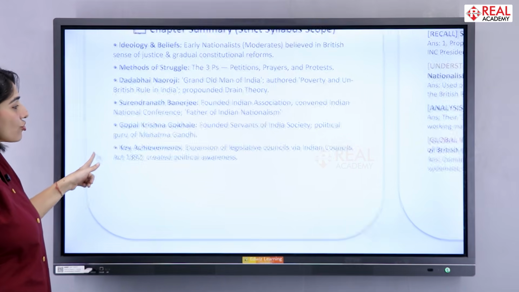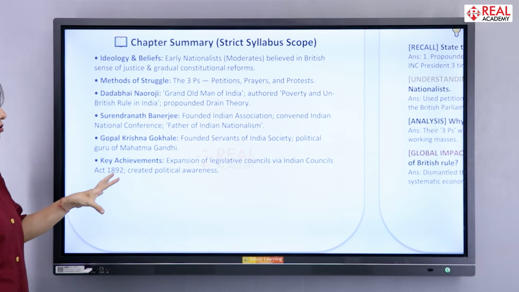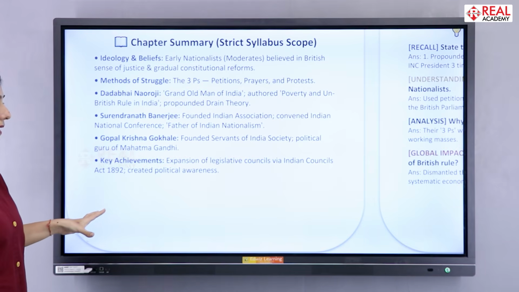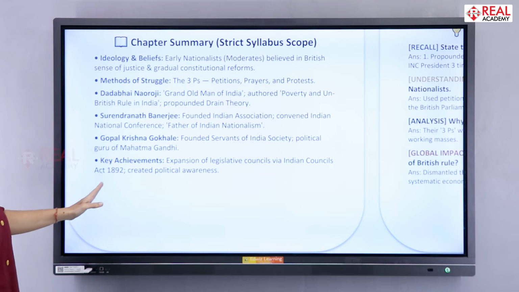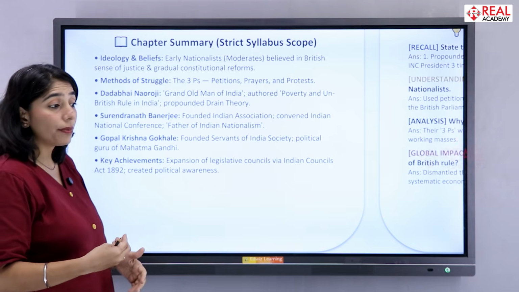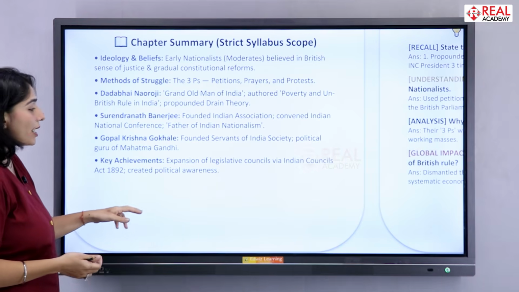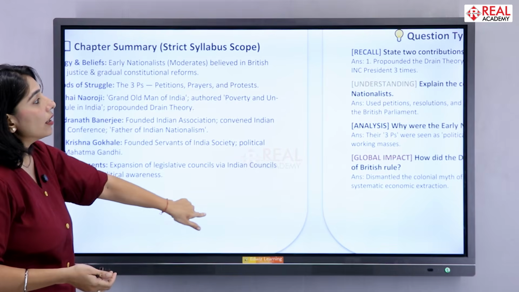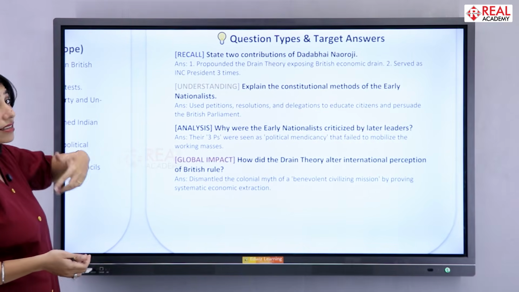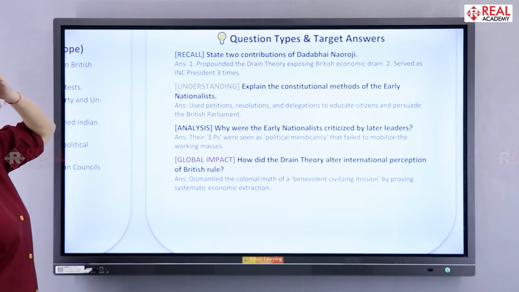So what was the key achievement overall? That because of this, it was possible to come up with the expansion of legislative councils, that is via the Indian Councils Act 1892. So somewhere down the line, we were able to establish ourselves politically by this point of time, which created political awareness. Now again here, the questions which can come up are in the same form, where you talk about recall, understanding, analysis, and global impact.